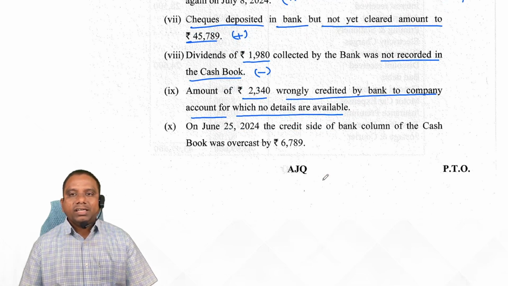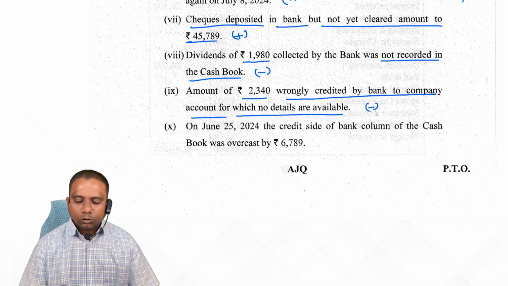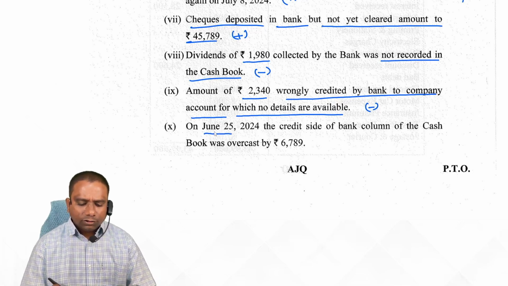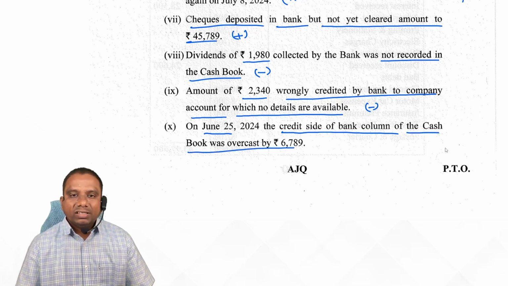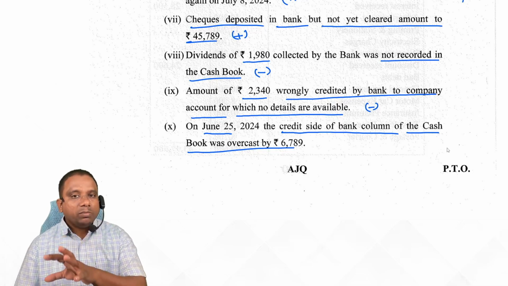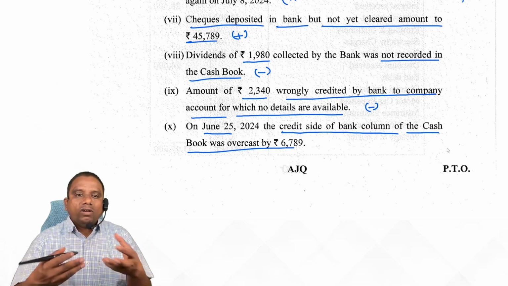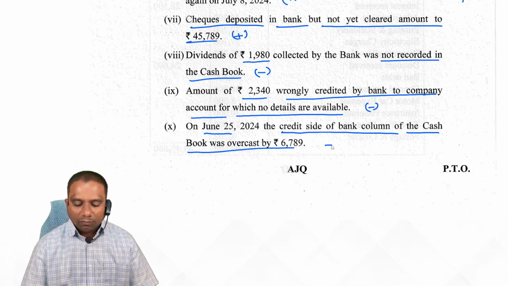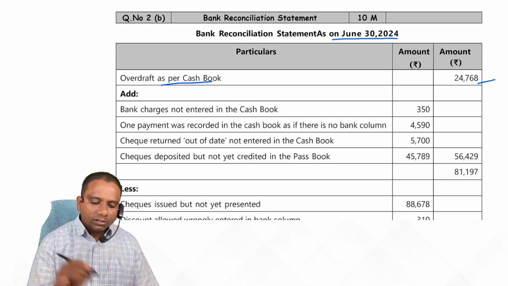Amount of 2340 wrongly credited by bank to the company account for which no details are available. See, wrong credit given by bank, even though our overdraft as per passbook gets decreased. So minus. Next one, on June 25th, 2024, the credit side of bank column of the cash book was overcast by 6,789. Credit side means payment side. Payment side overcast. Already we have overdraft. Now, overcast means our overdraft balance increases, but as per passbook, our overdraft does not increase.